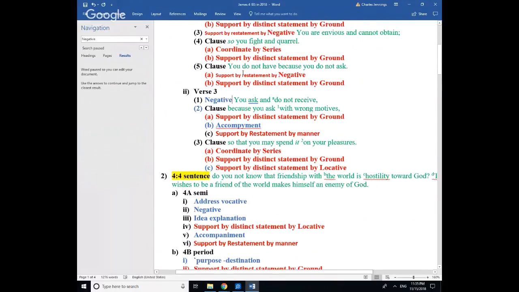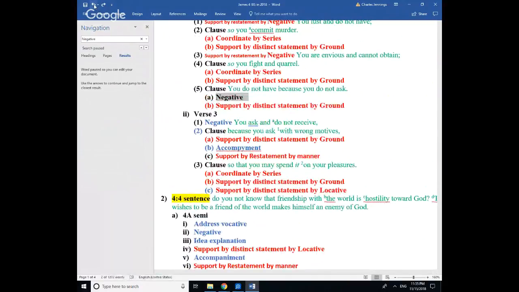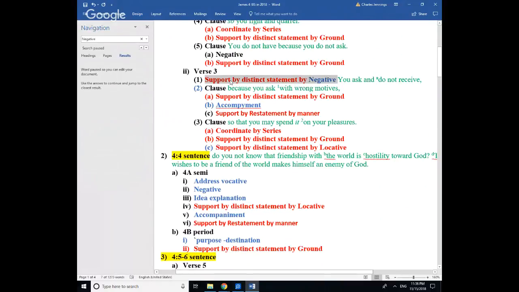Where'd it go? Support. So what are you doing right now? I am going through the negatives now, doing the negative support by distinct statement. Okay. Distinct statement or restatement. Are we still on verse what? We're doing 1 through 10.